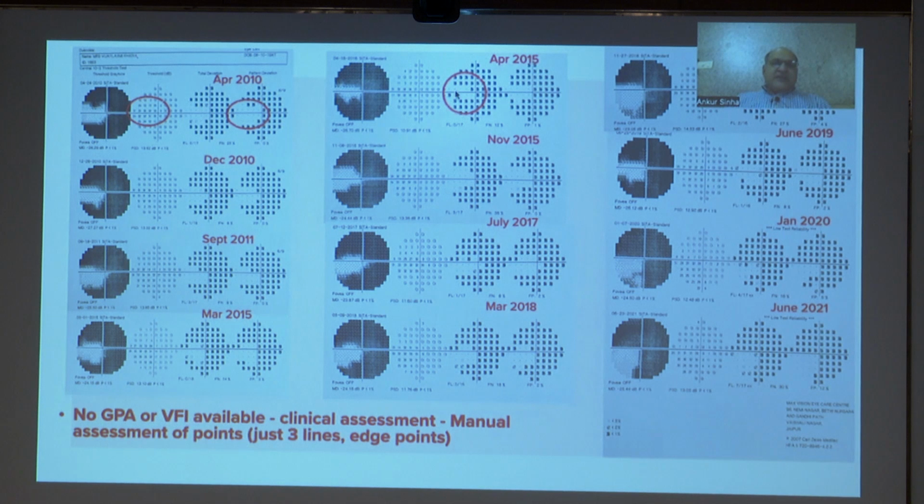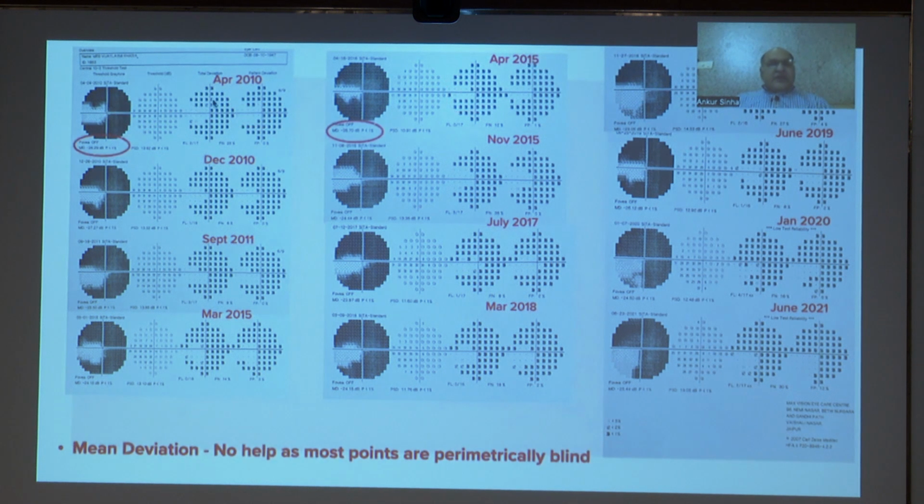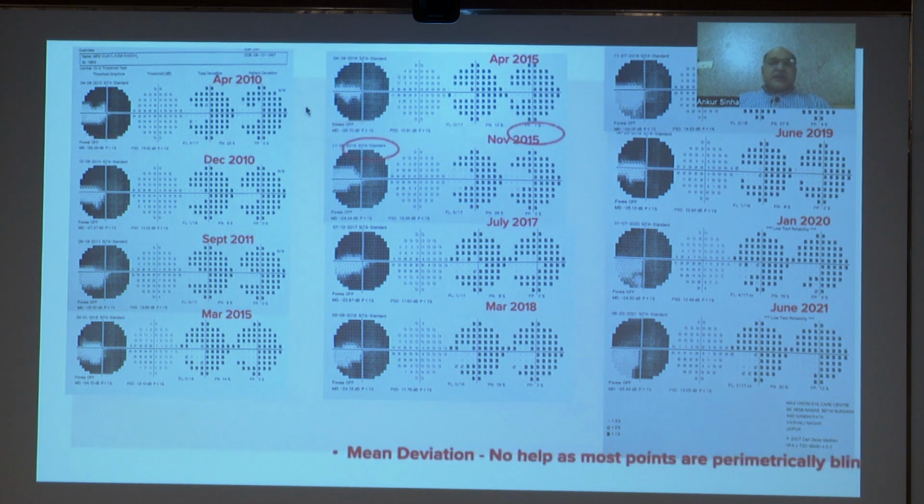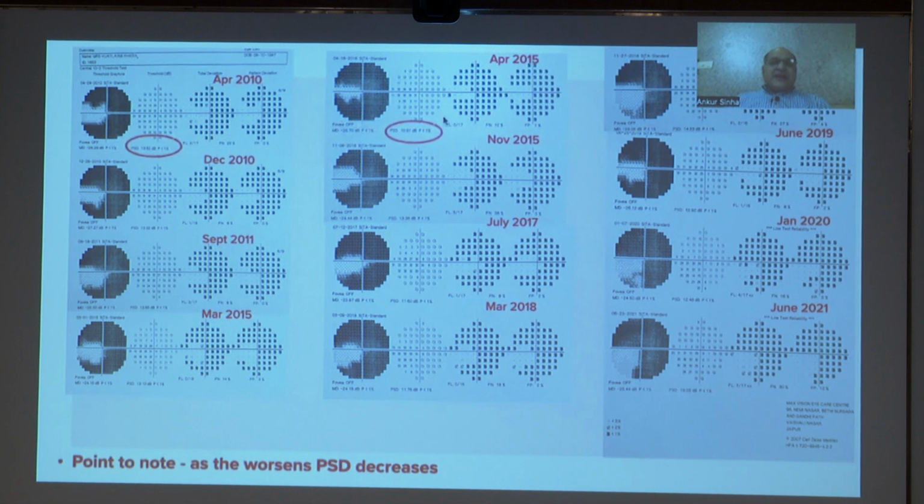And when we compare this April 2015 with April 2010, we can see that probably there is some amount of progression here, but we should also be aware that these edge points are subject to test-retest variability. Now, even when we suspect this progression, there's no significant change in mean deviation because the field is too depressed to be compared. We should also realize that as the field gets more and more depressed, the PSD tends to improve because there's less and less irregularity in the visual field.